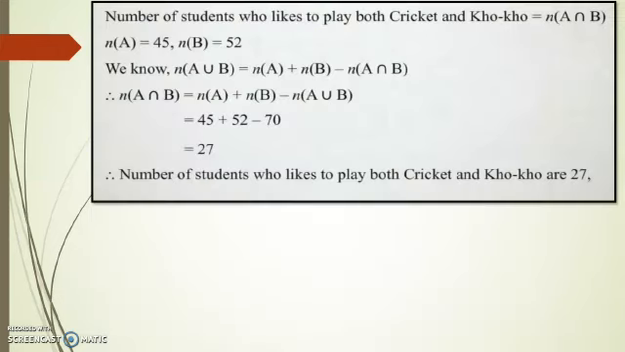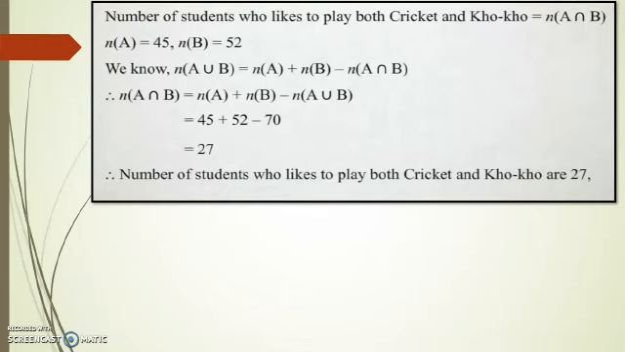Number of students who like to play both cricket and Kho-Kho is equal to number of elements in A intersection B. Number of elements in A is equal to 45. Number of elements in B equals 52. We know number of elements in A union B equals number of elements in A plus number of elements in B minus number of elements in A intersection B.